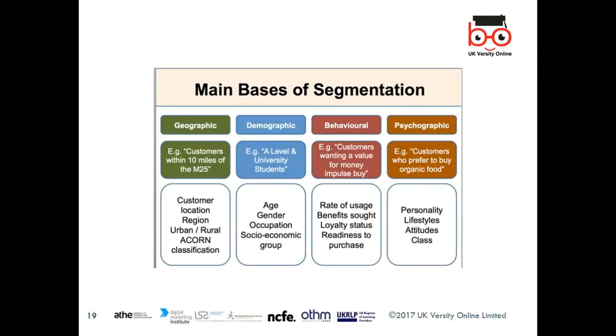So we can look around market targeting. The main bases of segmentation: geographic, for example customers within 10 miles of the M25, customer location, region, urban or rural, where we want to be, in which area we want, what kind of product we want. Demographic: A level and student, age, gender, occupation, social and economic groups or classes. Behavior segmentation: customers wanting value for money, impulse buy, rate of usage, business users and normal consumers. Benefits or loyalty status, we can look at how loyal they are. On the basis of this we can segment and we can reward them as well.